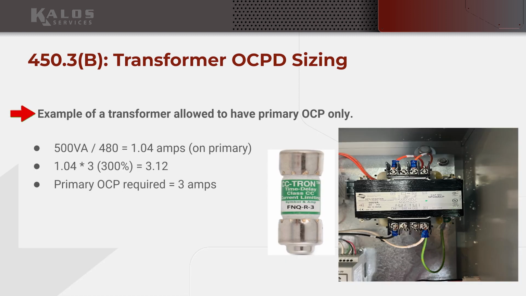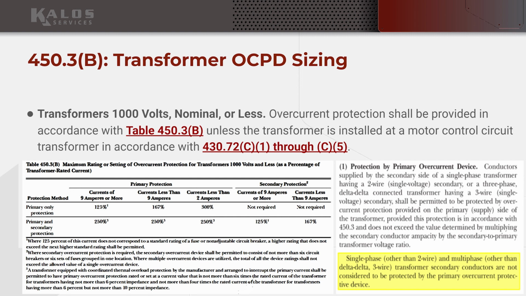Okay, so here's an example of a transformer that is allowed to have primary only overcurrent protection. This is a transformer that's in one of our air current controllers. We have 480 volts coming in, and we have a single voltage going out. We have 120 volts going out just as a single voltage. And so that scenario is not one of these: single phase other than 2-wire.